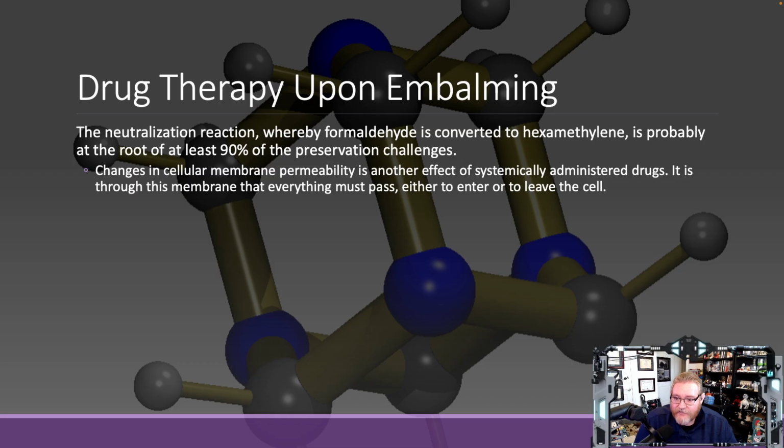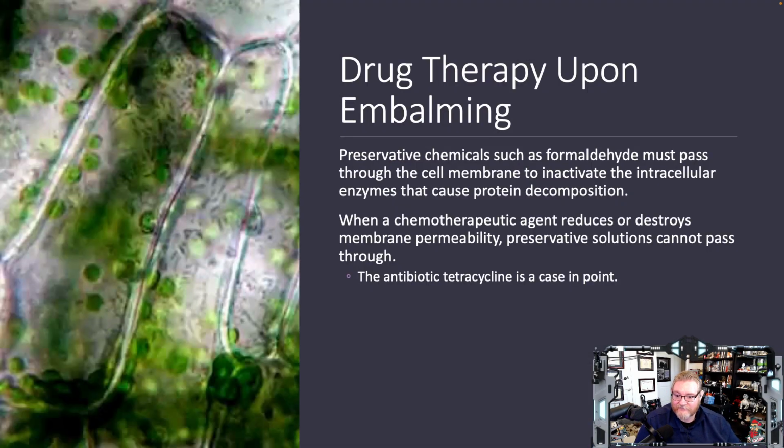The neutralization reaction, whereby formaldehyde is converted to hexamethylene, is probably at the root of at least 90% of the preservation challenges. Changes in cellular membrane permeability is another effect of systemically administered drugs. It is through this membrane that everything must pass, either to enter or leave the cell. Preservative chemicals such as formaldehyde must pass through the cell membrane to inactivate the intracellular enzymes that cause protein decomposition. When a chemotherapeutic agent reduces or destroys membrane permeability, preservative solution cannot pass through.